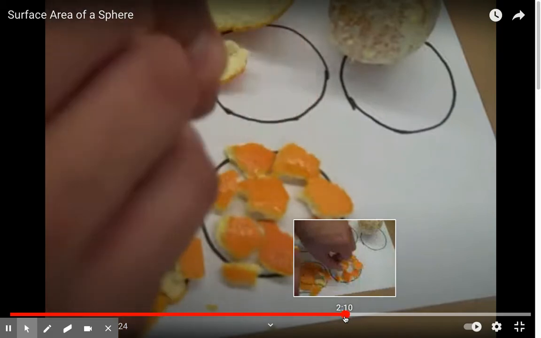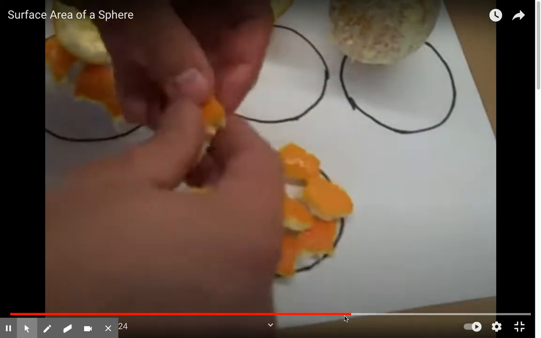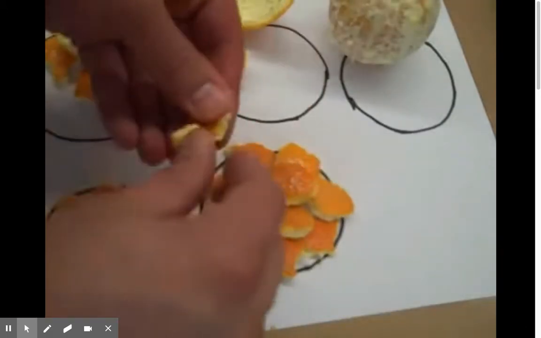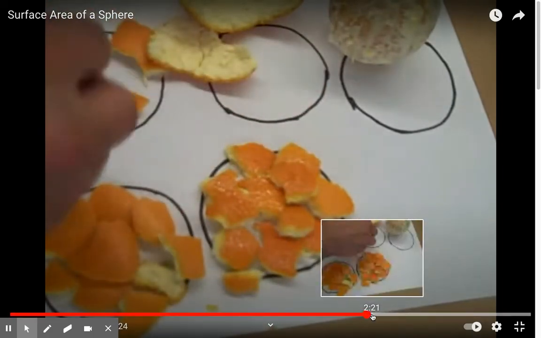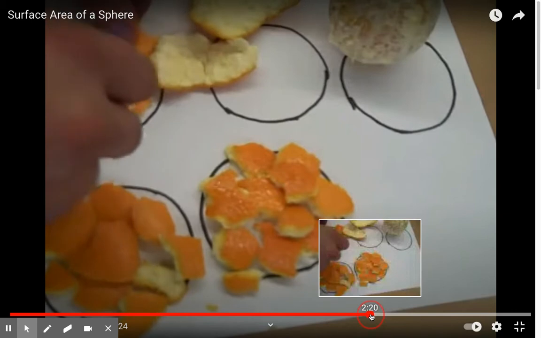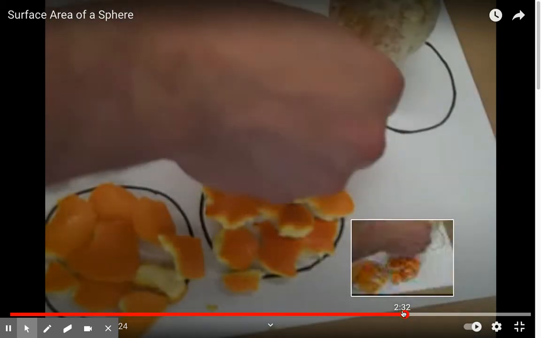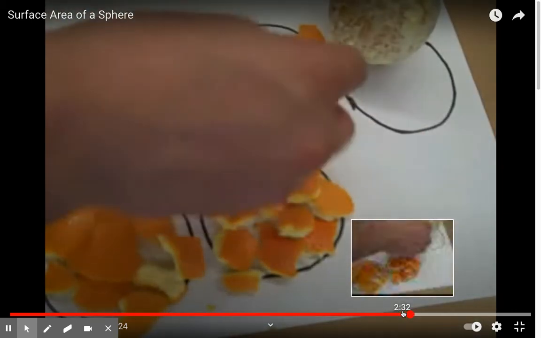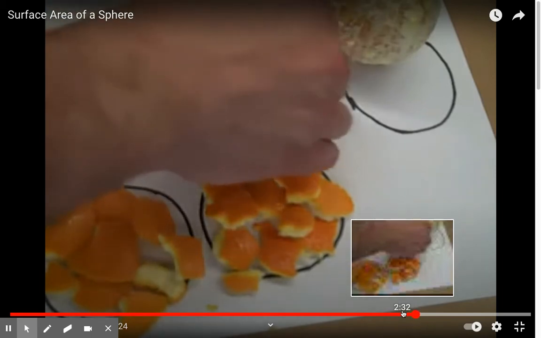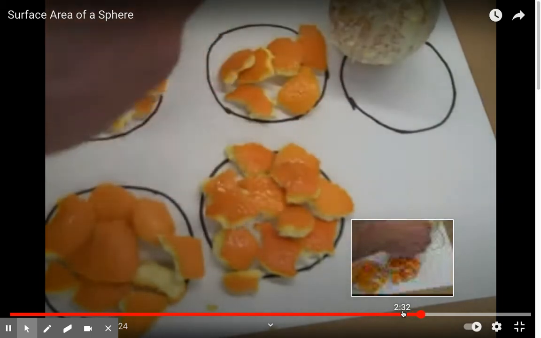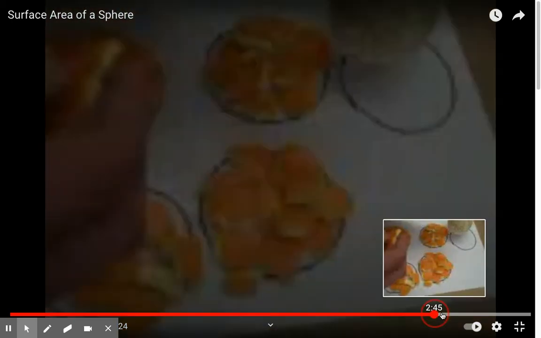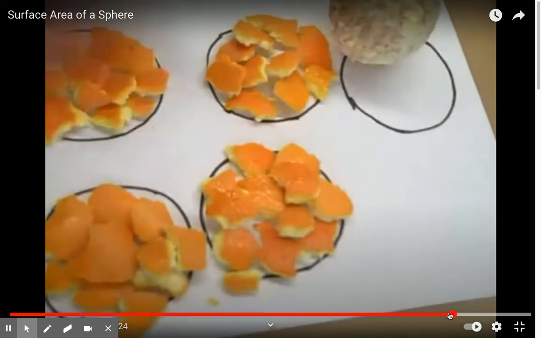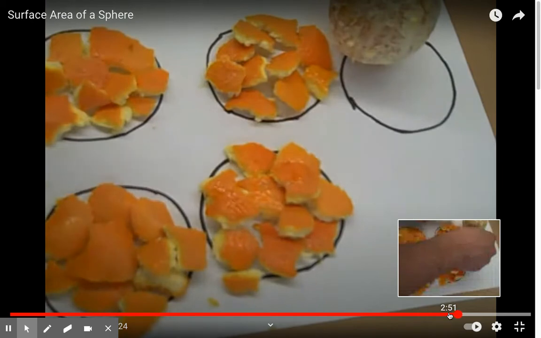And I hope you're thinking, why am I doing this? Well, what does the peel represent? It represents the surface area of that orange or our sphere, right? So we are trying to figure out what the formula is. How many of these circles are we going to fill up? Right now we have 3.5. Are we going to get 4? Are we going to get 5 filled up? And keep going. And we want it to be completely filled in these circles.